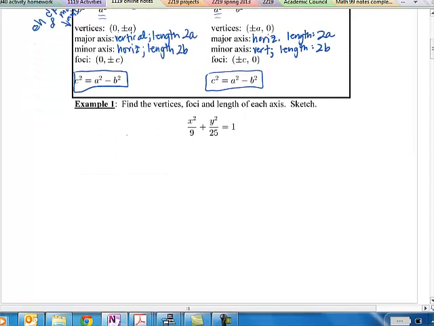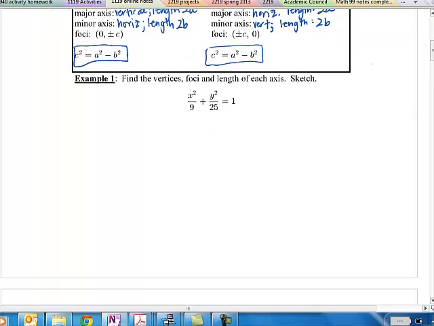So, first example, we want to find the vertices, foci, and length of each axis and sketch the graph for this ellipse. So we know that it's an ellipse because we have two terms that are added together, two squared terms, and they have the same sign. They're both positive in this case, but if they were both negative, then we could divide everything by -1 and they would both be positive.